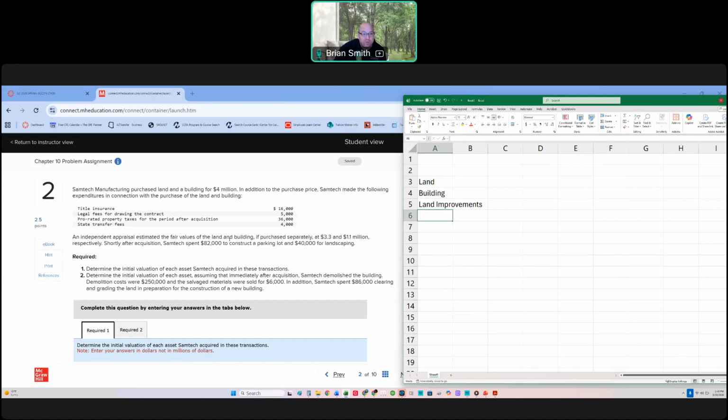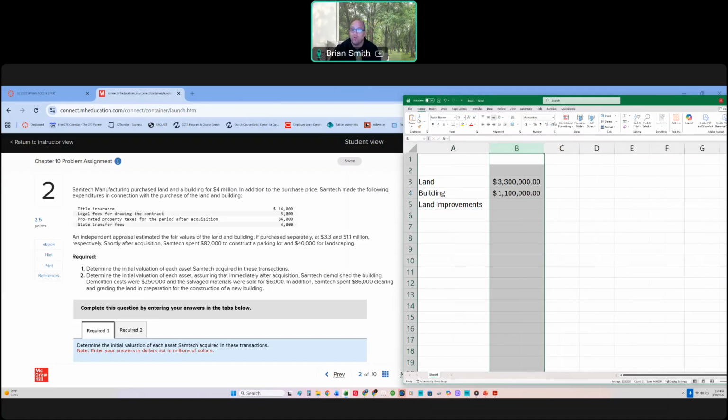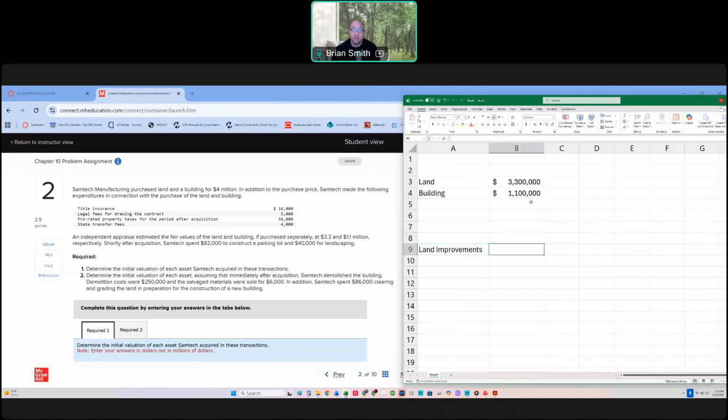An independent appraisal: land and building purchased separately at 3.3 million and 1.1. Okay, so our fair value of the land was 3.3 million. And the building was 1,100,000. Okay, that's right. Let's make these dollars so I can actually see what we've got going on here. And then separately spent 82. Actually, we don't want to do that right there. Land improvements are going to be separate on this calculation, but 82,000 plus 40,000 is 122,000.